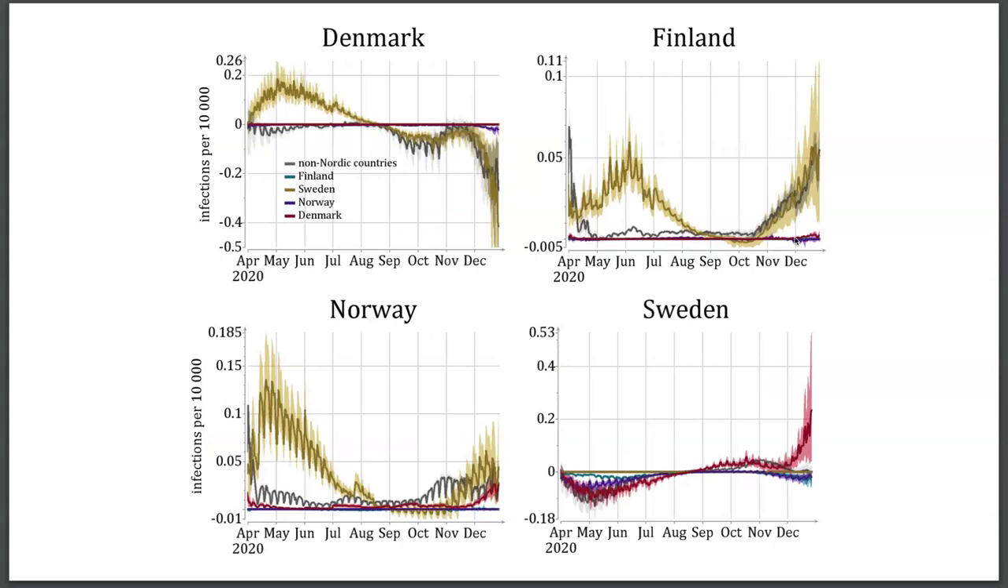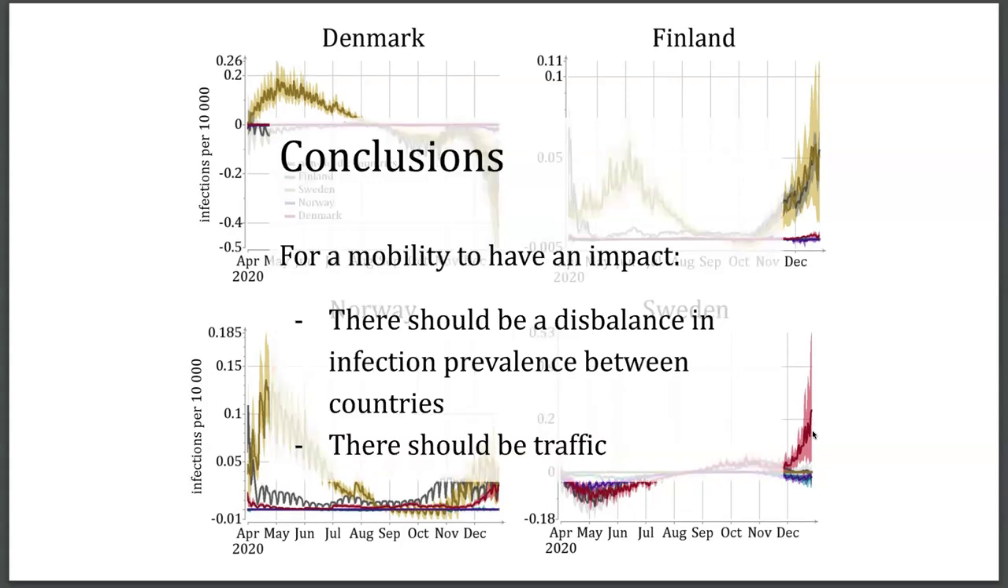Another picture showing mobility, or the effect caused by the 4 different Nordic countries on each other. You see there's a huge effect of Sweden in the beginning, because Sweden had a lot of infections compared to the rest of the Nordic countries. And because the rest of the Nordic countries had very little infection, Sweden was spreading infection to Norway, Denmark, and Finland. And then Denmark has a little bit of revenge here, actually supplying cases to Sweden. And the conclusion here is that, in addition to this imbalance, there should be actual traffic between countries.